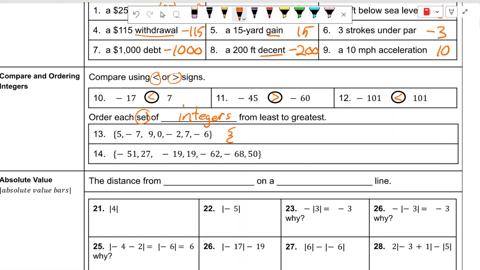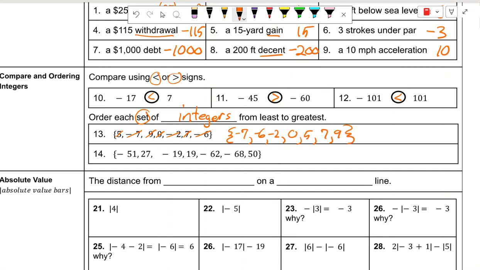Well, let's find the smallest one. The smallest one here is negative 7. I like to put a strike through it, saying that I used it. Then I find the negative 6, using commas, the negative 2, and then the 0, the 5, the 7, and the 9.